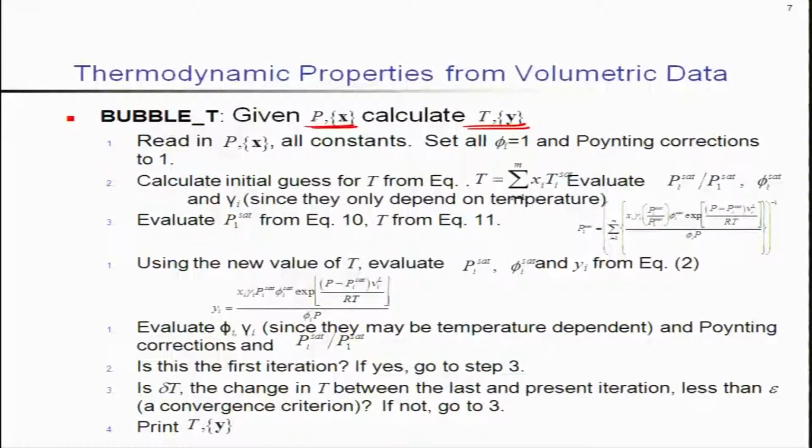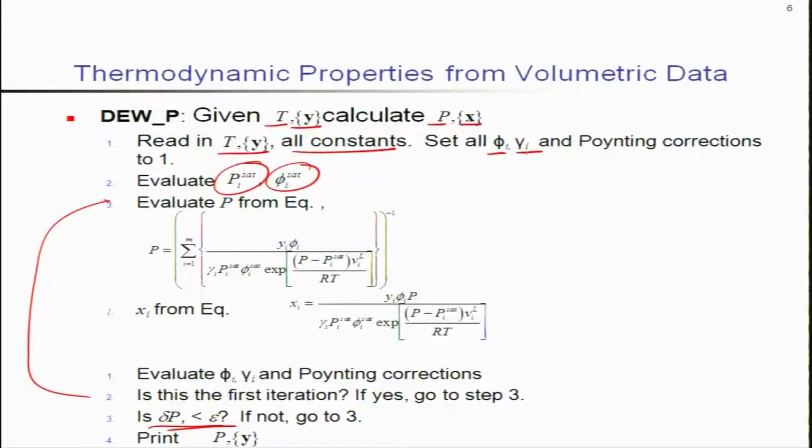So, the pressure is given, which is why it is bubble point T, because T we have to evaluate. Now, again read this information, and set all the constants to 1. You may ask why we had to keep gamma i equal to 1. You actually could have calculated gamma as well, because gamma depends on the temperature, but this is one of the simplest ways to do it.